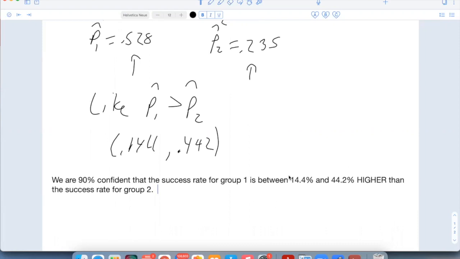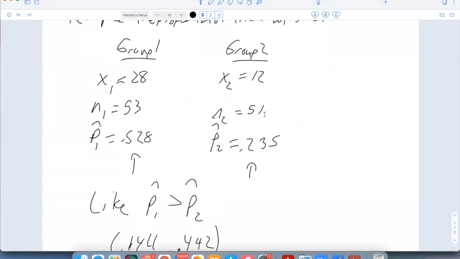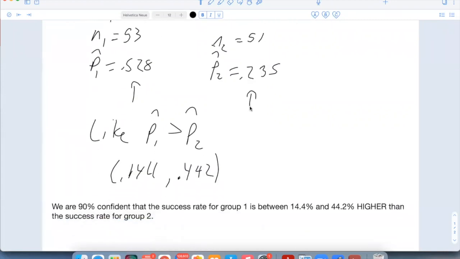If both of your numbers are positive, you're pretty darn sure group one is better at whatever it is we're trying to measure. If both numbers are negative, well, what's it mean to be negative higher? Negative higher means lower. It means really you should have swapped your groups. You should have made the other one group one. It means group two is the one that's actually higher if both numbers are negative. If you get a negative and a positive, then you don't know who's better. Maybe one's better, maybe two's better.